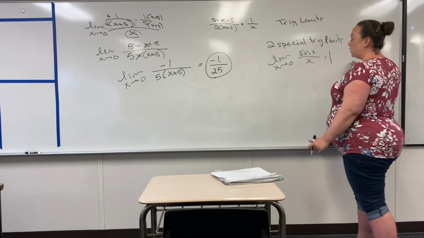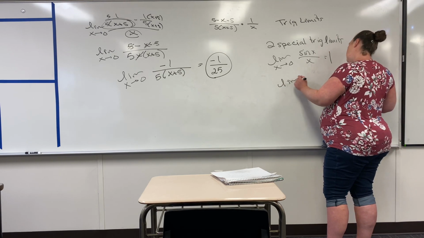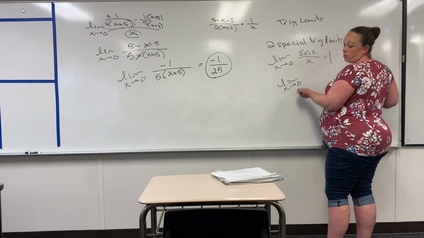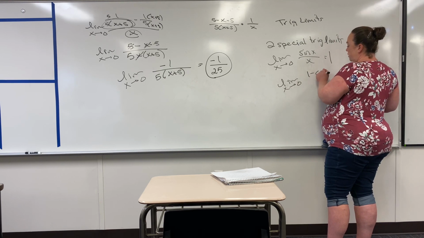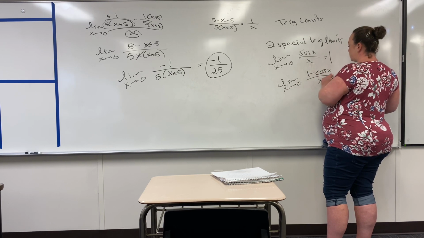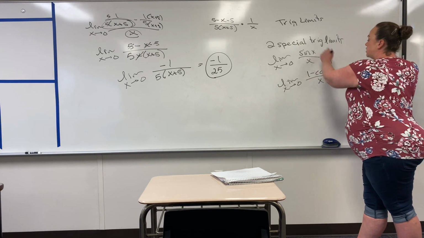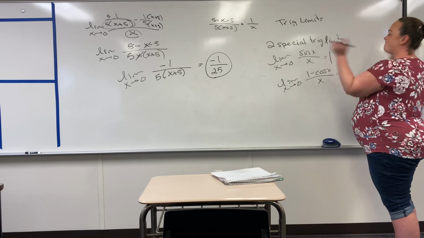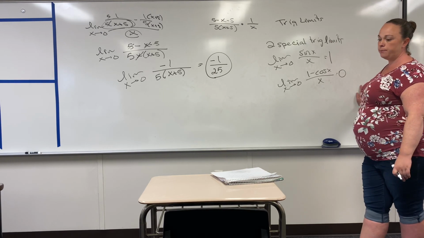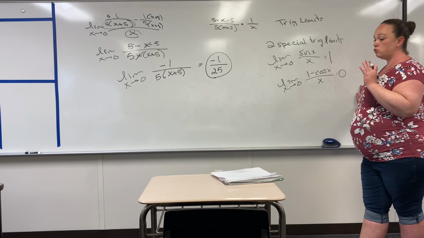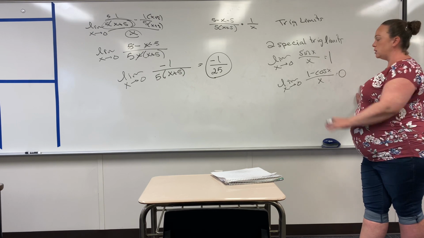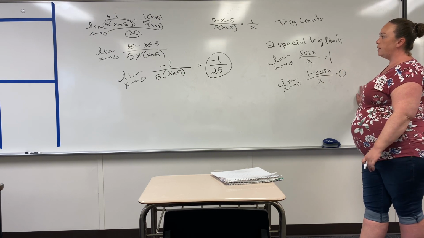Okay? Similarly, you have the limit as x approaches 0 of 1 minus cosine of x over x, and that one equals 0. So anytime either of these 2 things pop up, you just put in 1 and 0 and you're okay. So we're going to do 2 quick examples with this, and then that will be it.